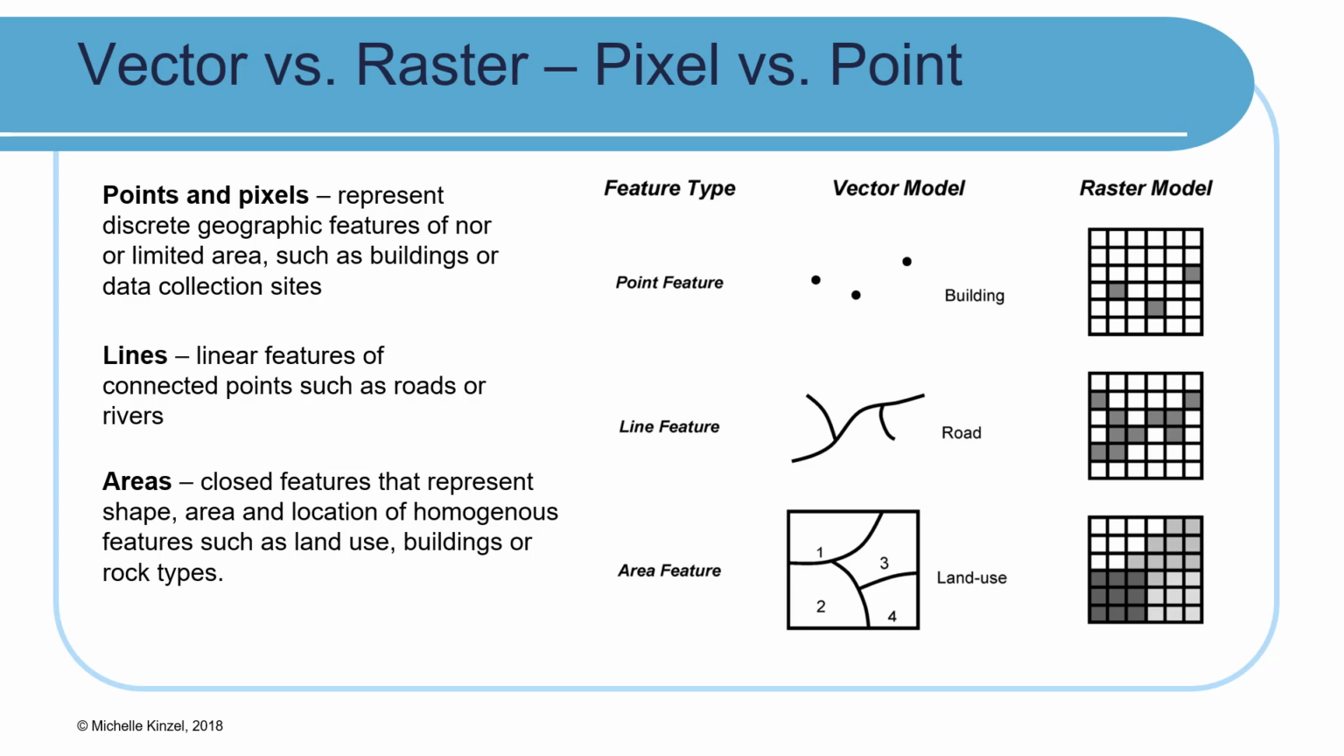And so in these images here, you can see the difference between points, roads, and areas or polygons, and we're representing buildings, roads, and land use areas. And then on the right would be the raster model equivalent of that vector model point, line, and area feature.